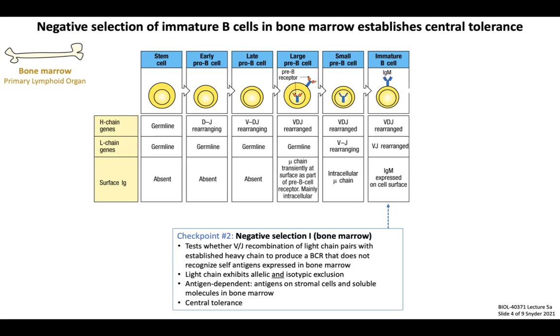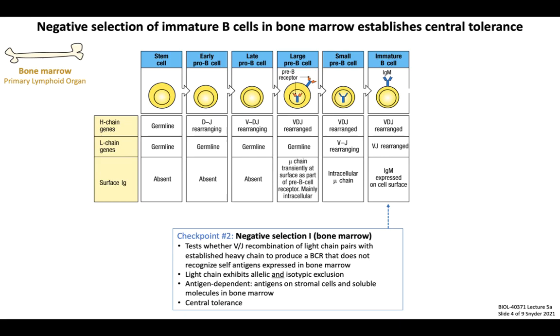The small pre-B cell stage is triggered following pro-survival signaling through the pre-BCR, and this is the stage where VJ recombination occurs at the immunoglobulin light chain locus. Like with the immunoglobulin heavy chain, the light chain also exhibits allelic exclusion as well as isotypic exclusion, which means that each immature B cell will undergo recombination at only one light chain allele at a time, and that only one isotype of light chain, either kappa or lambda, will be expressed at a time.